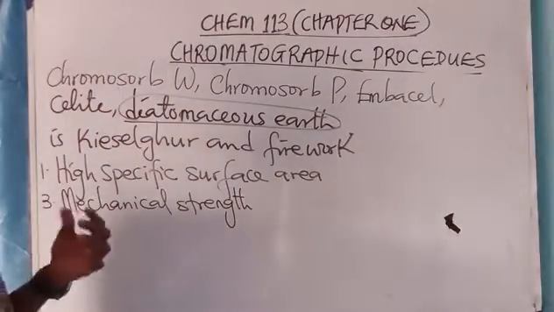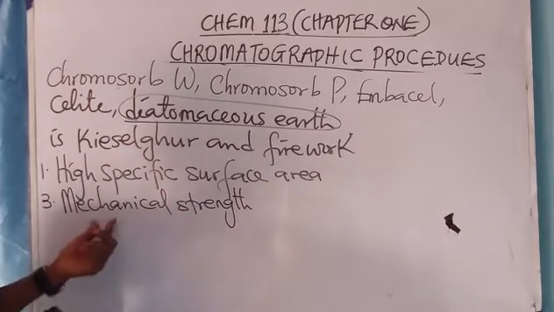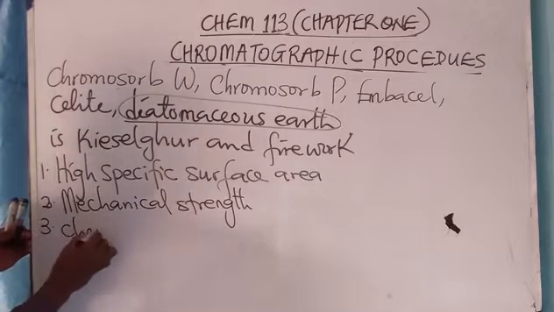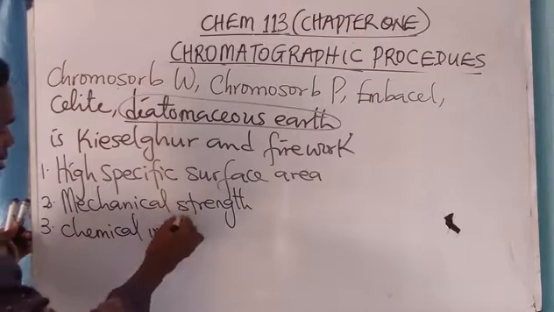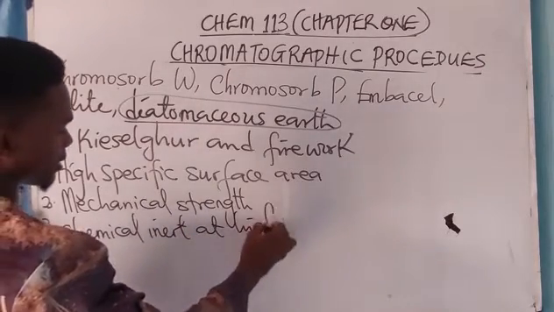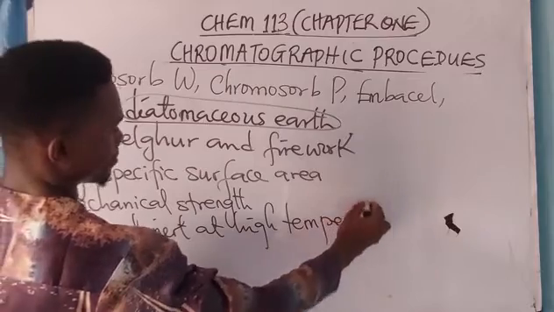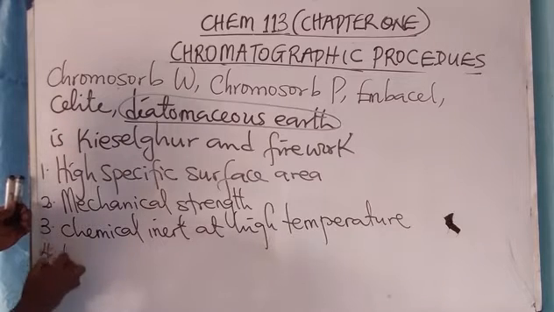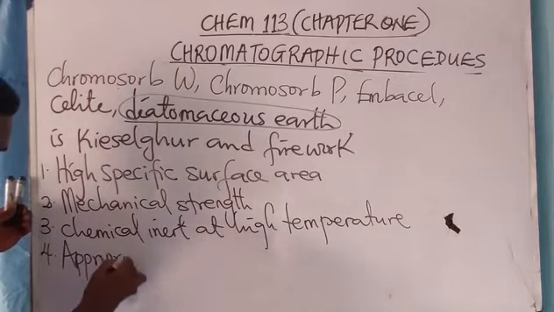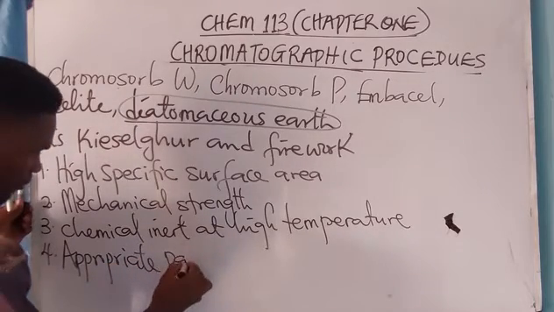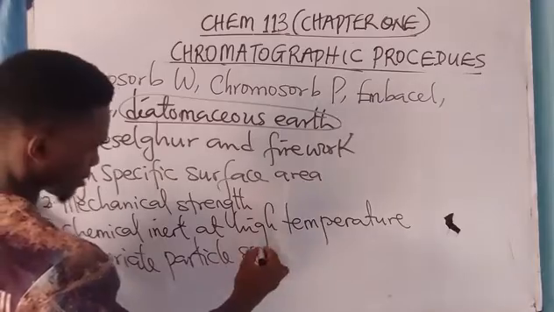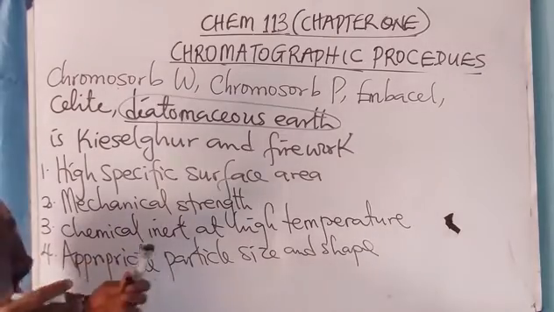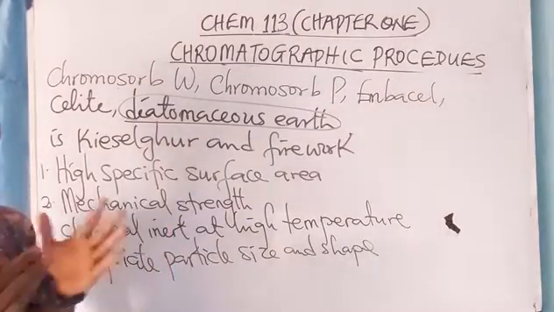Now, I said a good solid support must have the following: high specific surface area, mechanical strength, and number 3, it must be chemically inert at high temperature. Number 4, it must have appropriate particle size and shape. That is, the size used must be appropriate. It shouldn't be too big or too small. It must be moderate.